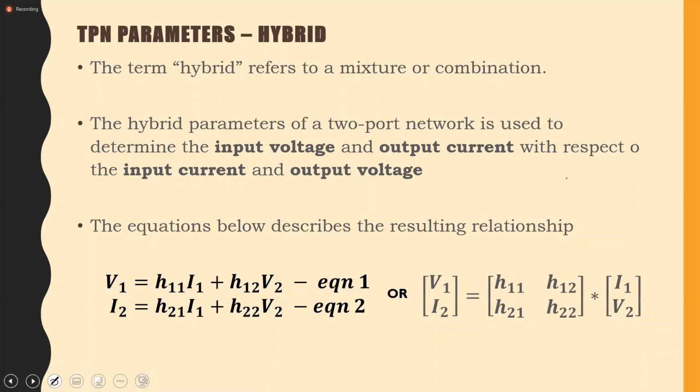So the matrix will be V1 and I2. And if we focus on what we are finding, then the rest of it will fall into place. So it's just V1 over I2 in the matrix. Everything else falls into place. So it's then I1 over V2. All right? Well, at least that's how I remember it.